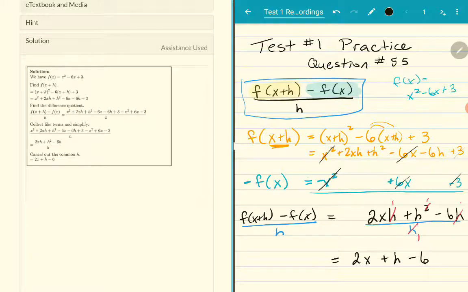And you can see on their solution, they do the whole numerator together. So f of x plus h minus f of x, and they do that whole thing. Well, actually, they find f of x plus h up here separately, and then put that here, and then add the minus f of x, distributing the negative as they go. So very similar to what we did on the right.